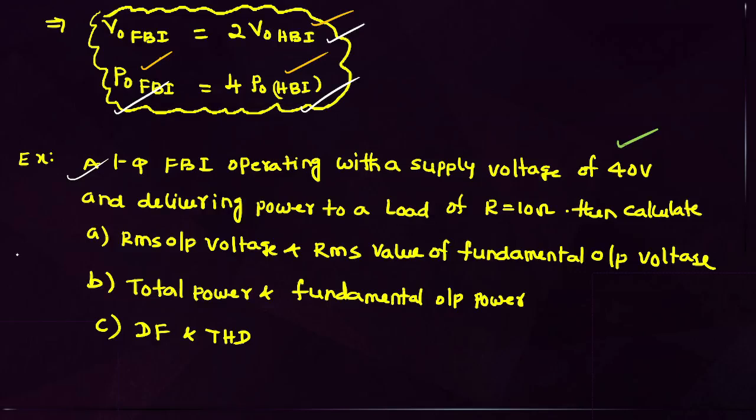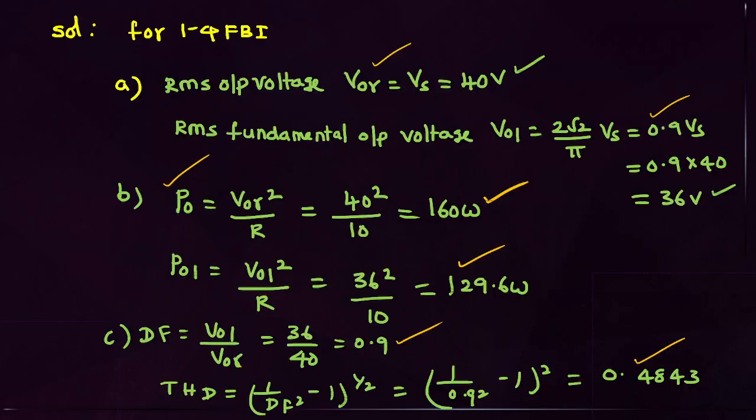Yeah, this problem you have to practice. A single phase full bridge inverter operating with a supply voltage of 40 volts and delivering power to a load of R equal to 10 ohms. Then calculate the RMS voltage, RMS value of fundamental output voltage, total power and fundamental output power, distortion factor and total harmonic distortion. Yeah, I have given the solution for this. Please go through this one. This model of practice question is very important.